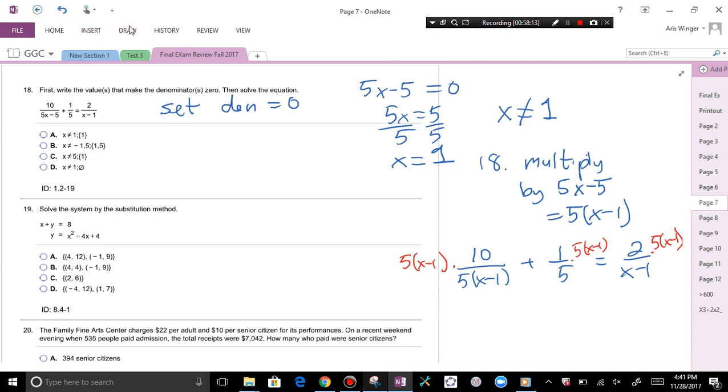Why are we doing that? We're doing that because that's going to allow us to cancel. So this cancels with this, the 5 cancels, and we're just left with 10 there. That 5 and that 5 cancel, that leaves us with x plus 1, and then this x minus 1 cancels, that leaves us with 10.